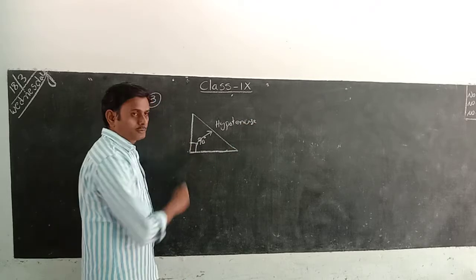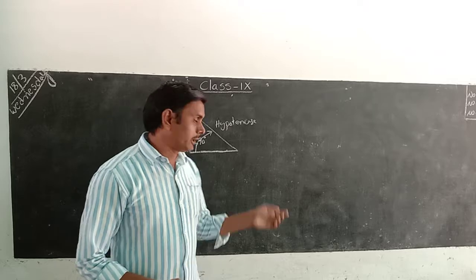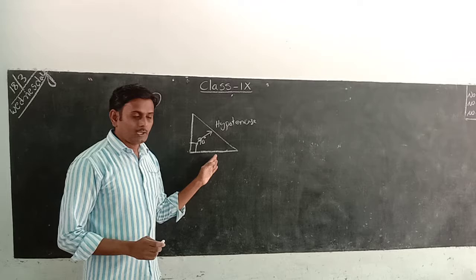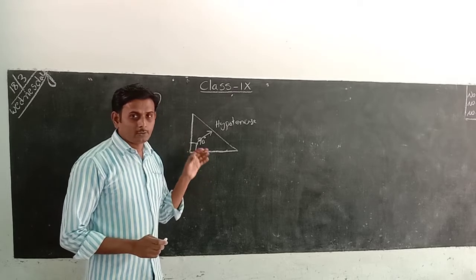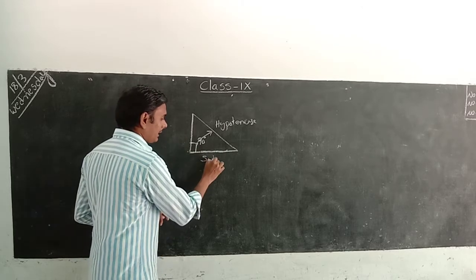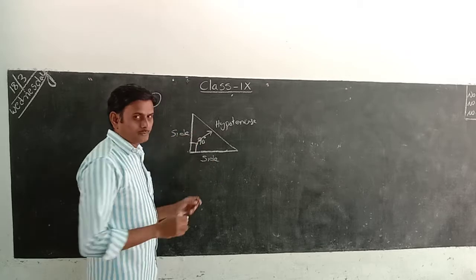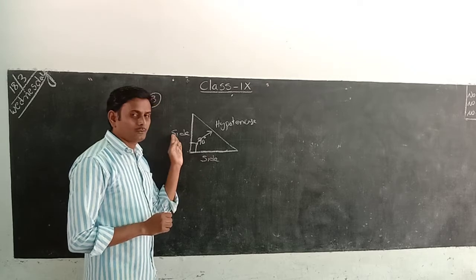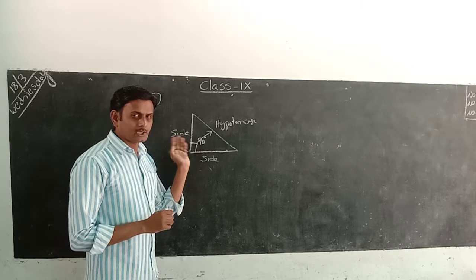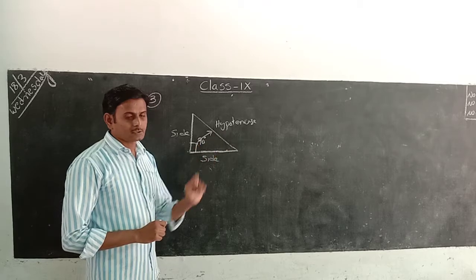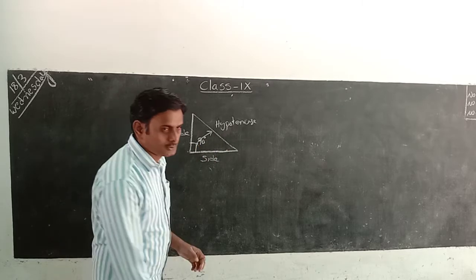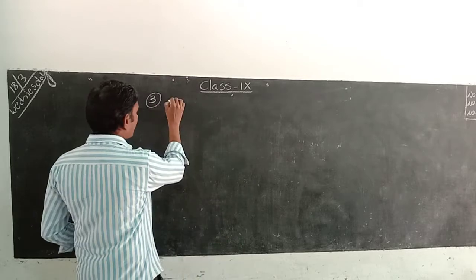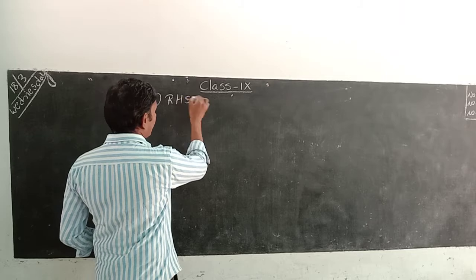The remaining two sides have individual names according to these two angles. Depending upon these two angles, we can name this side and this side. But we have to remember this is one side, this is the other side: side 1, side 2, and vice versa also we can do. But the side opposite 90 degrees is called the hypotenuse. Now we will end with the last criteria, the RHS rule.